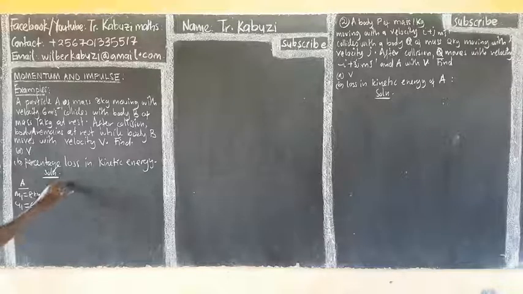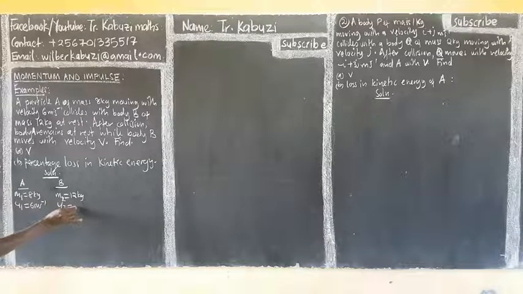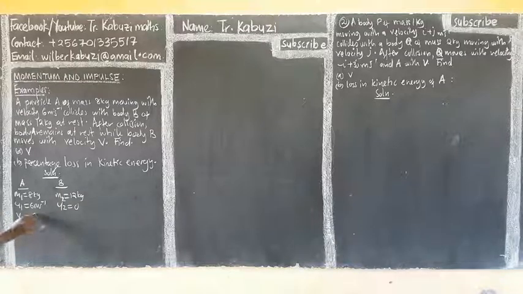It collides with a body B of mass 12 kilograms at rest. Meaning this one is at rest, so its velocity is going to be 0. After collision, body A remains at rest, meaning our final velocity for the first body is 0, and body B moves with velocity v. So our final velocity for the second body is v. Find v and the percentage loss in KE.